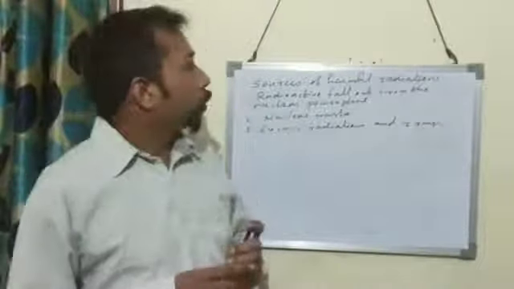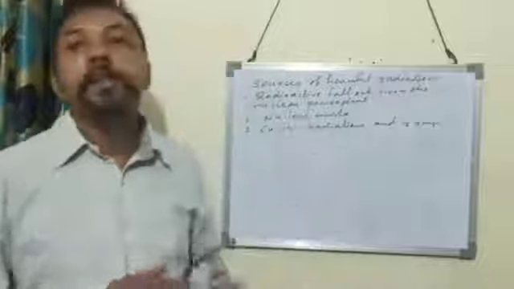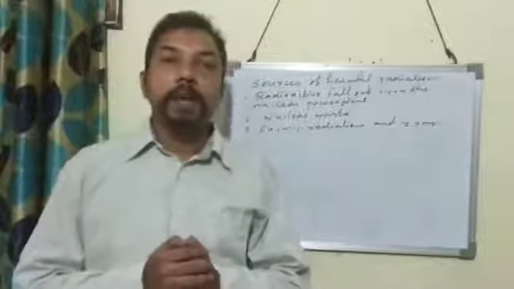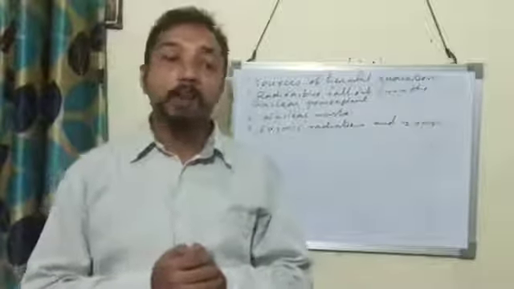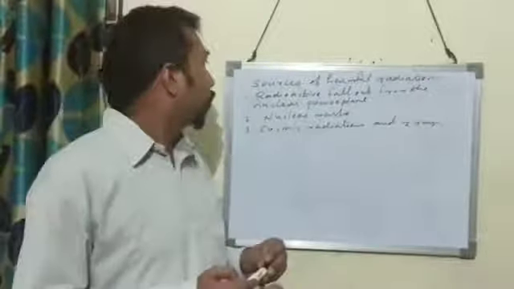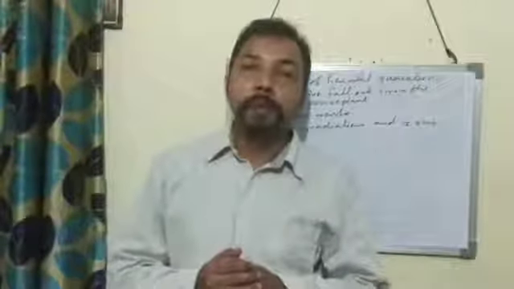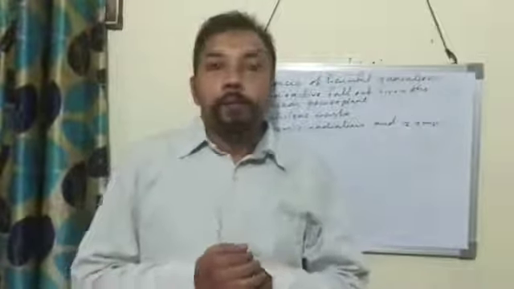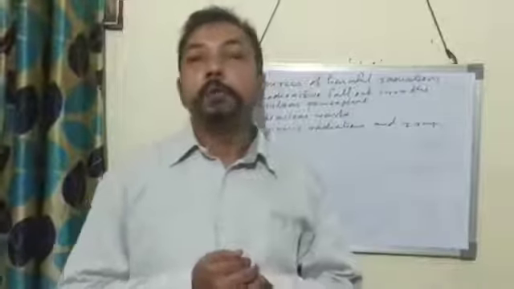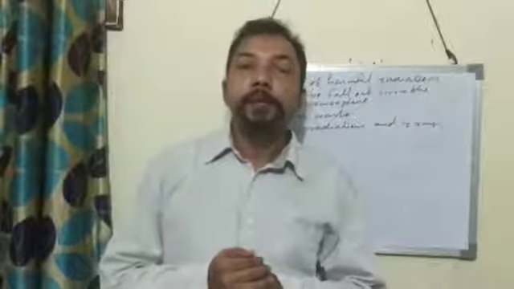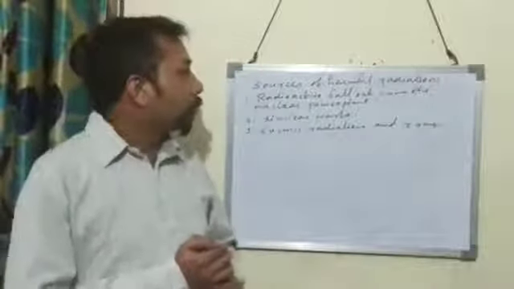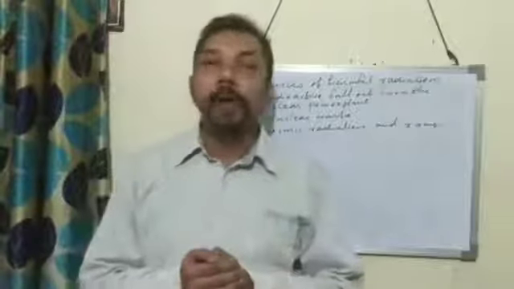We see some of the sources of harmful radiations. So all these radiations, this alpha, beta, gamma, these all radiations are harmful. So what are the sources of these harmful radiations? Radioactive fallout from the nuclear power plant. In nuclear power plant, with the help of nuclear energy, electrical energy is produced. We use radioactive element as the fuel. So from that one, there can be radioactive fallout from the nuclear power plant, that is harmful.